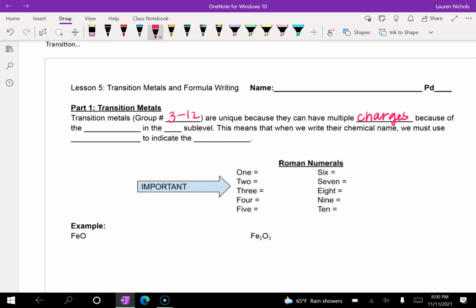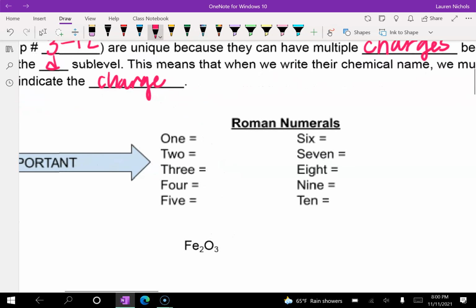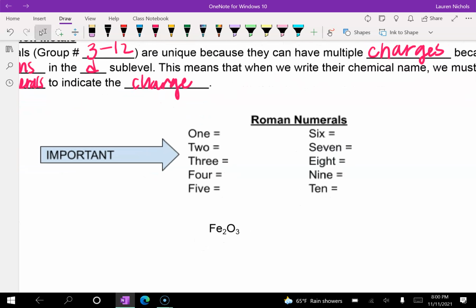And it's all because of the electrons that are located in that d sublevel. And this means when we write the chemical name, we have to use Roman numerals in order to indicate the charge, okay, because it's different. Now, our Roman numerals, to remind ourselves what they are. If we're going to zoom in here, we've got to remember how to write a Roman numeral. So Roman numeral 1 is just a capital letter I.